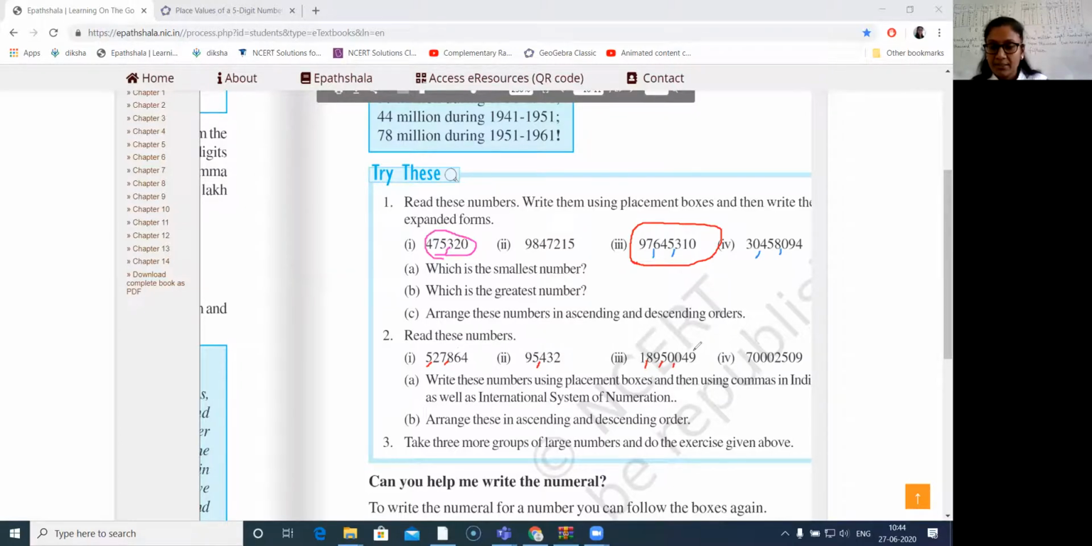Now go back. What are the places? This is ones, tens, hundreds, thousand, 10,000, lakhs, 10 lakhs, crores. So this is 1 crore, 89 lakhs, 50,000, 49. There is no 100 and no thousands at all. So 1 crore, 89 lakhs, 50,049.